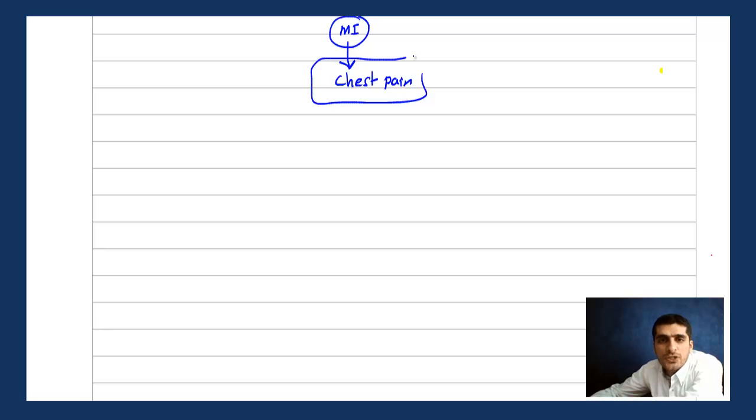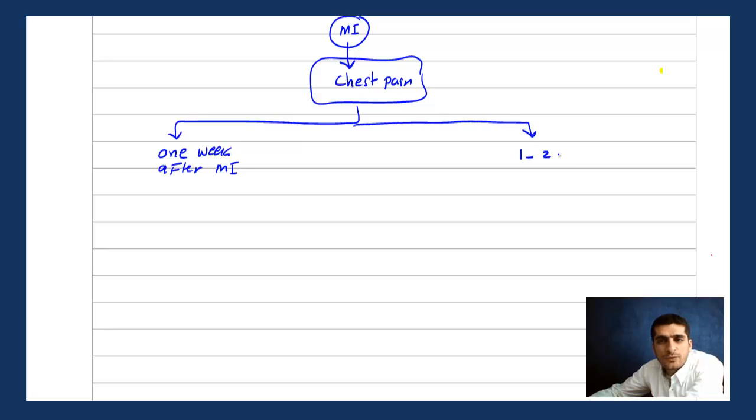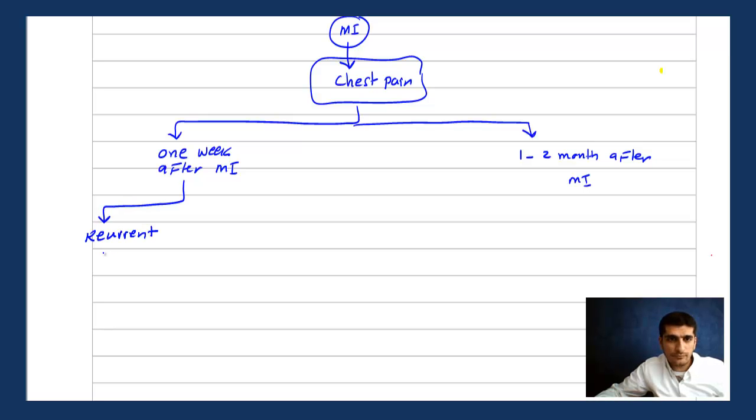Now duration. It's very high yield again and again and again. Now if it is within 1 week, 1 week after MI, chest pain, or maybe you can say 1 to 2 months after MI. Now 1 week after MI, you have two differentials, guys. Either recurrent MI, or look at the other differential.